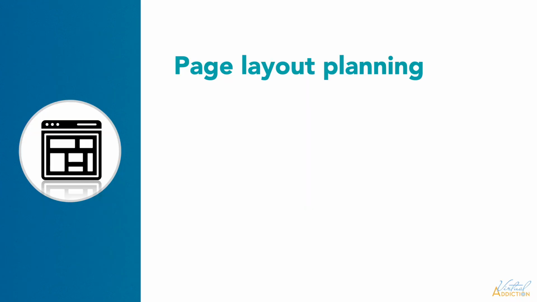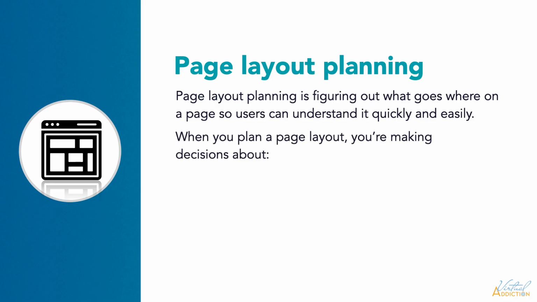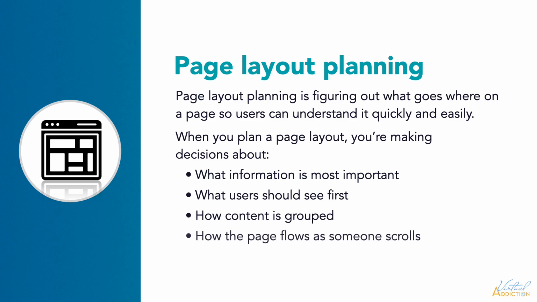Page layout planning is the process of deciding where content goes on a web page before you design or build it. This is about structure and organization, not colors, fonts, or decoration. In plain language, page layout planning means figuring out what goes where so users can understand the page quickly and easily. When you plan a page layout, you're actually deciding what information is most important, what users should see first, how content is grouped together, and how the page flows as someone scrolls. All of this usually happens during the wireframing stage.